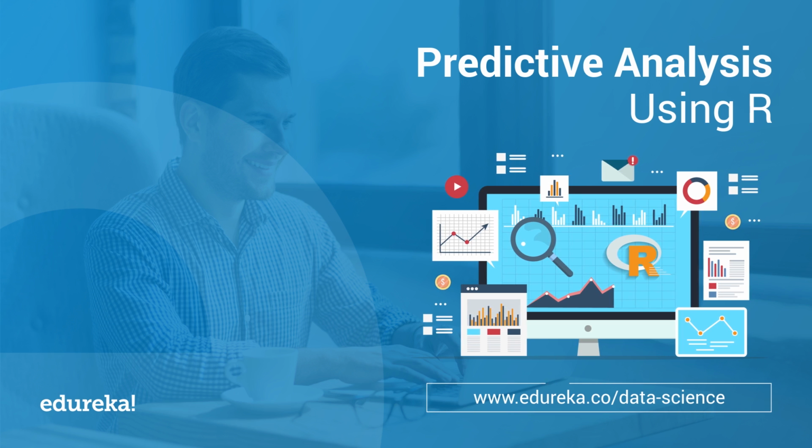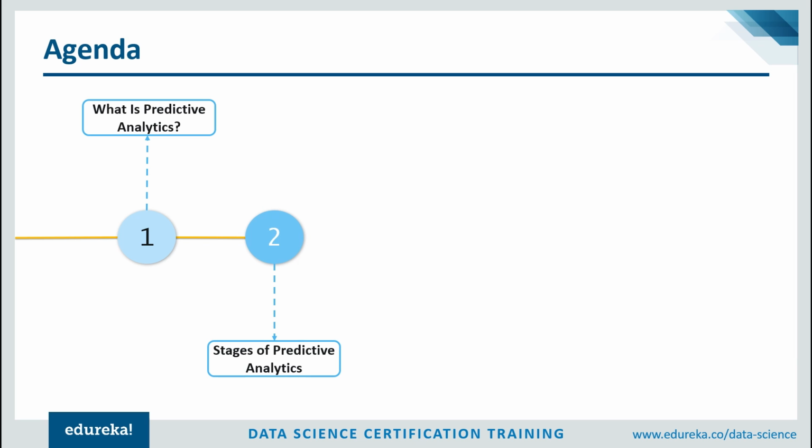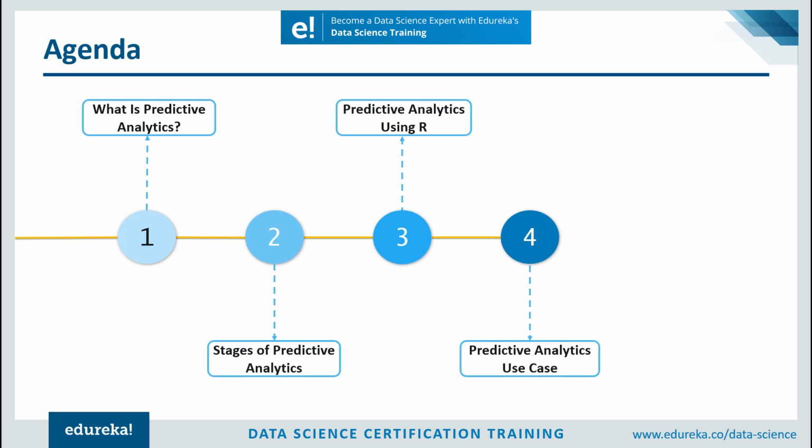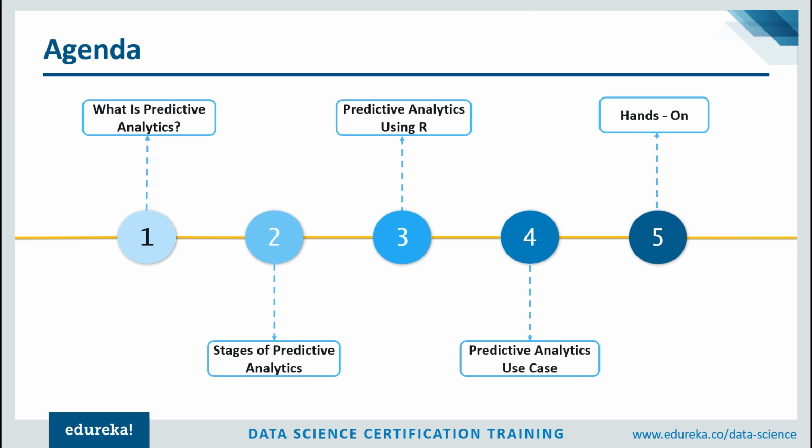Without any further delay, let's take a look at today's agenda. So guys, we're going to begin this session with an introduction to Predictive Analytics. Alright, we'll see what exactly Predictive Analytics is, and then we'll move on and discuss the various stages of Predictive Analytics. Next, we'll look at how Predictive Analytics can be implemented using R. Here we'll also see what are the features of R and why you must choose R. Alright. After that, we'll move on and look at a real world use case. And then we'll finally end this session by looking at a demo where we'll see how predictive analytics can be used to solve a real world problem.